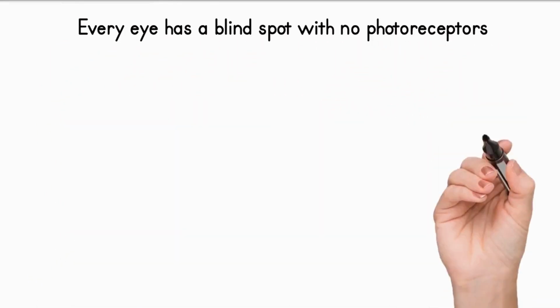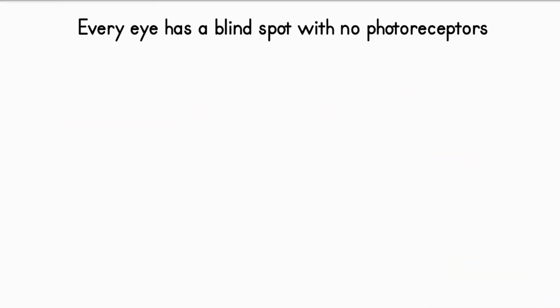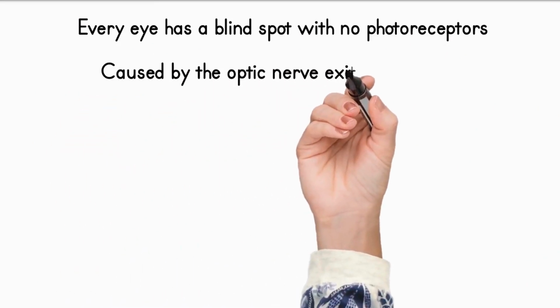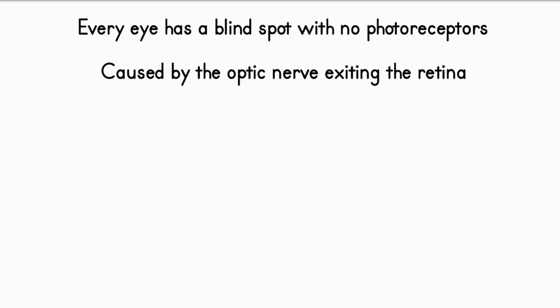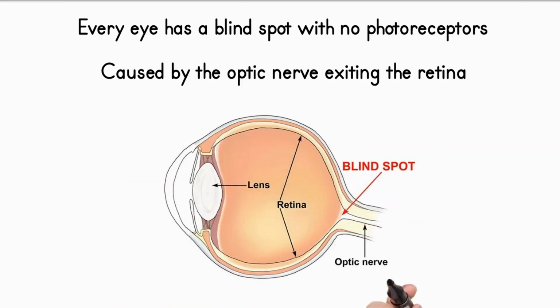Believe it or not, every eye has a blind spot where there are no photoreceptor cells. This occurs because the optic nerve, which carries visual information to the brain, exits the eye at a certain point on the retina, creating a gap. Take a look at this illustration. You can see that where the optic nerve leaves the eye, there are no photoreceptor cells, resulting in a blind spot. So, how do we compensate for this blind spot?